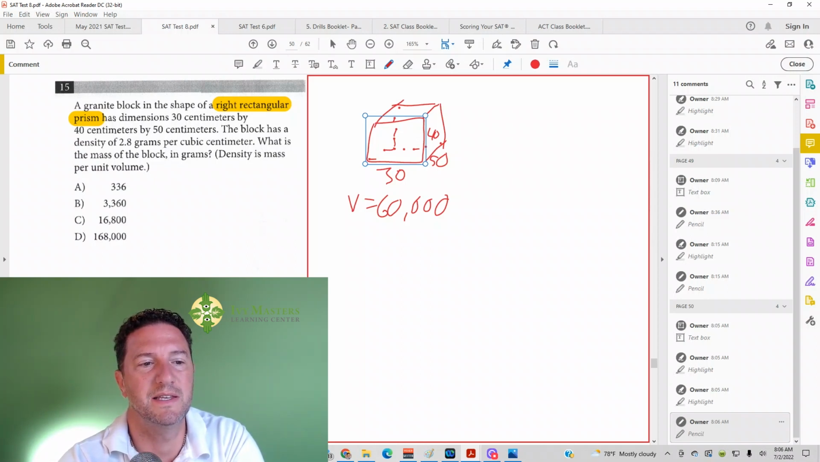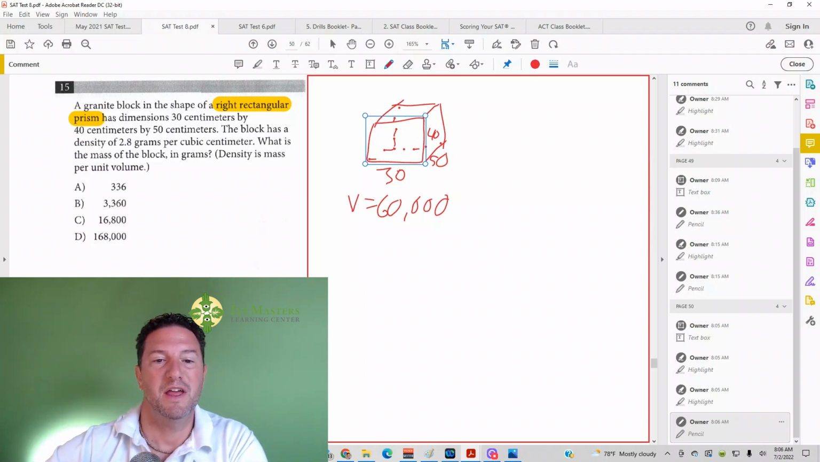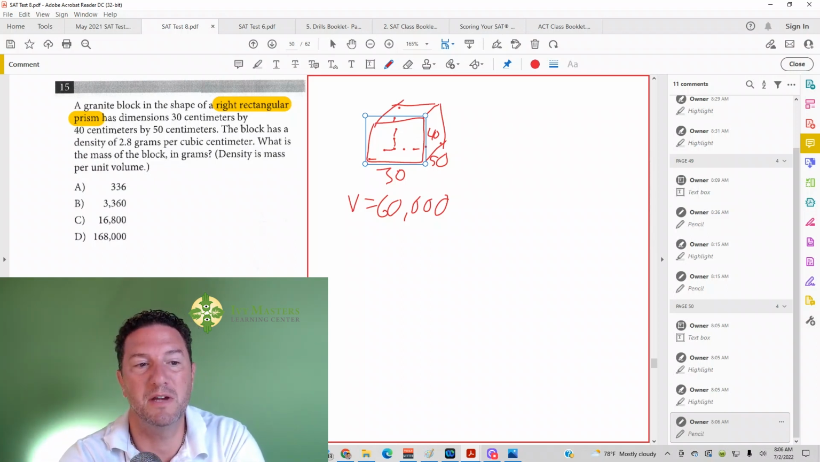The block has a density of 2.8 grams per cubic centimeter. So this is, what's your volume measured in? Well, we were given centimeters for all three measurements, so the centimeters are the same. When you multiply length times width times the height, we get centimeters cubed. And if the density is 2.8, what we've got to do is multiply that volume by your 2.8.